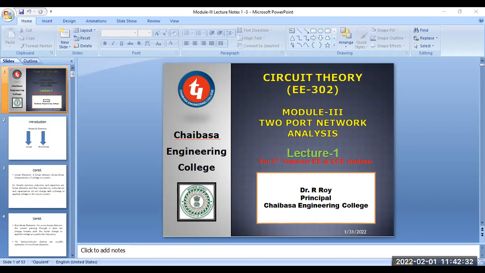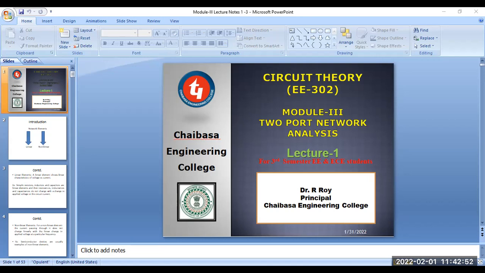And similarly, the non-linear network elements. Now here, when we say the characteristic of the elements, we actually mean the VI characteristic of that particular element.